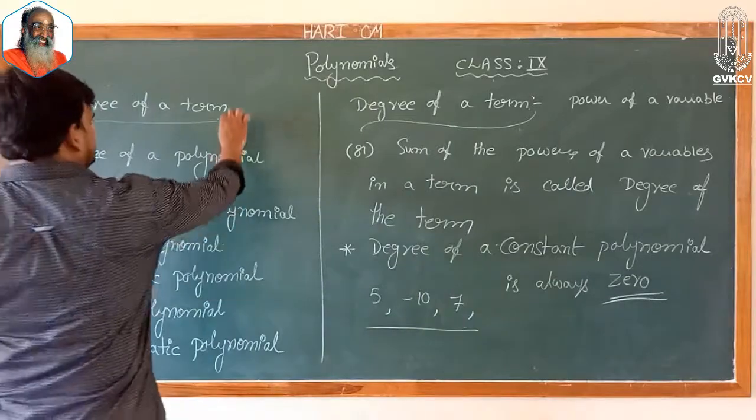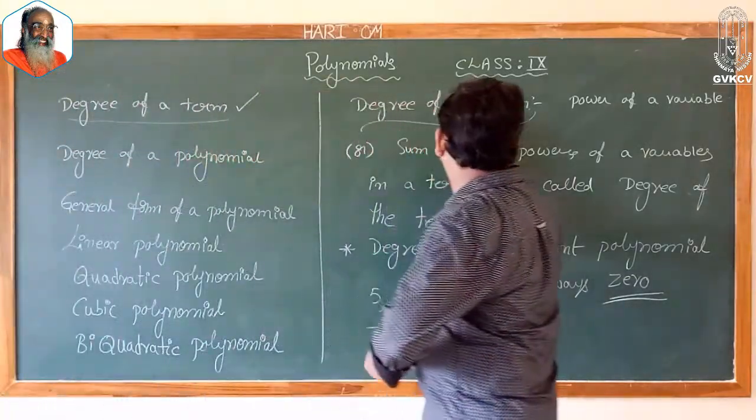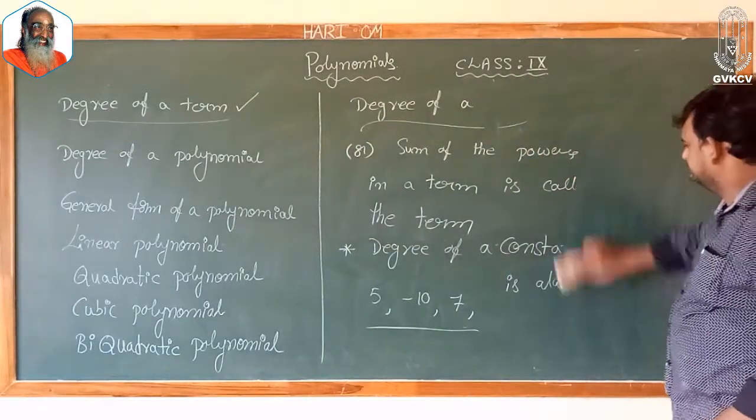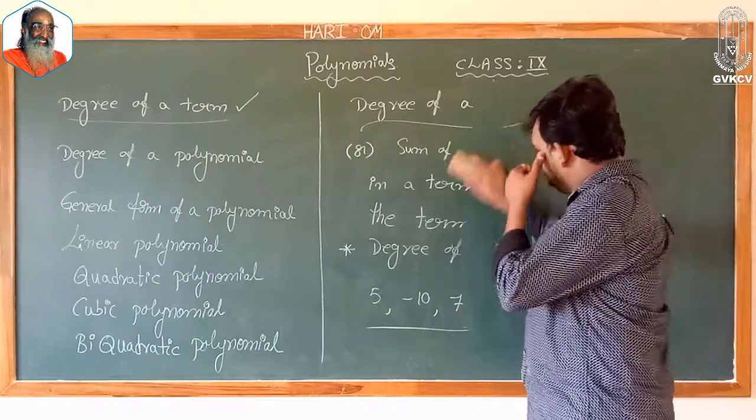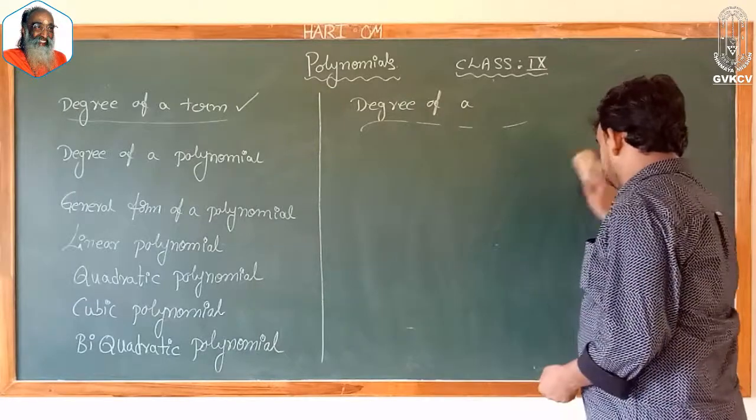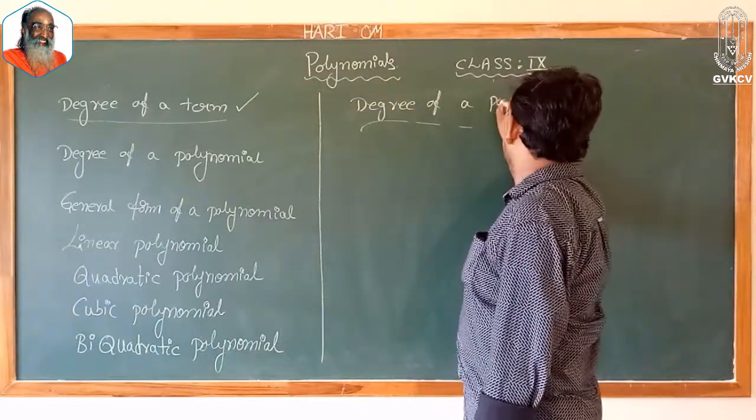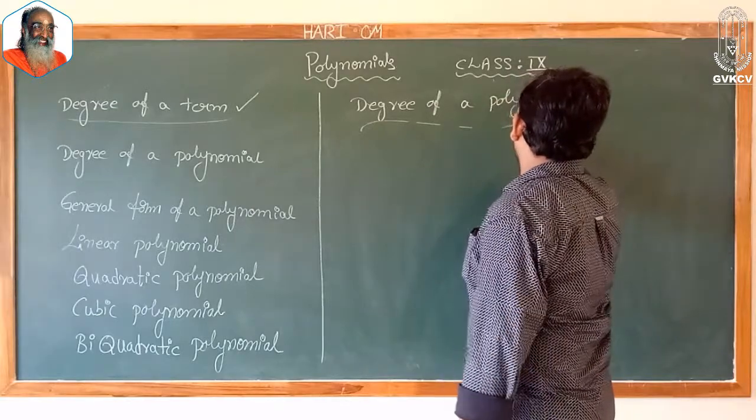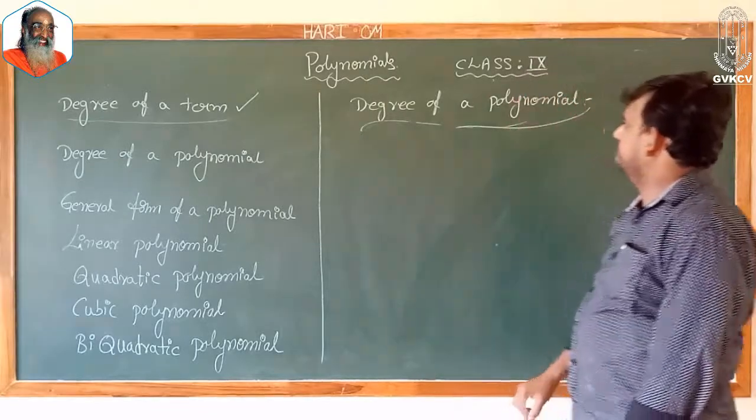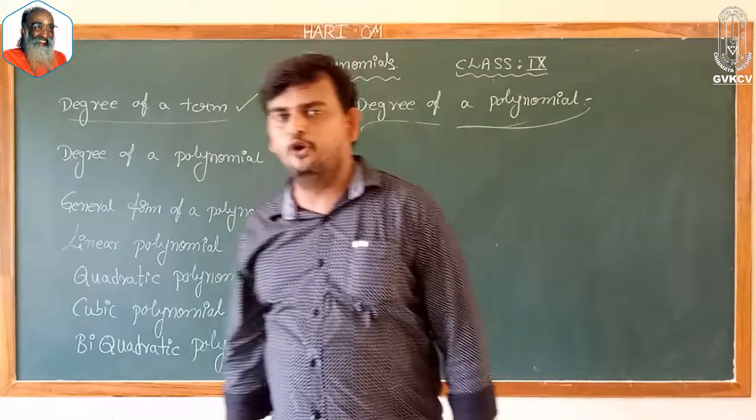This is about the degree of a term. Next concept, what do we have? Degree of a polynomial. As we know, the polynomial concept and definition you have seen in our previous class. Now, what is the degree of a polynomial?